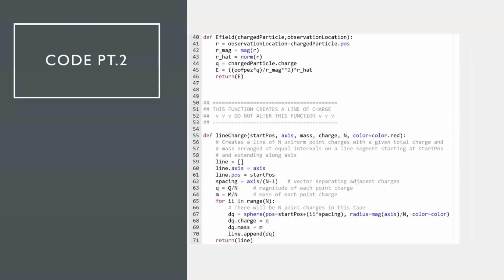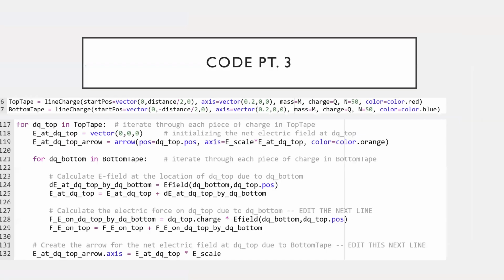Okay, so in this part, I defined my electric field function, and this is where the line of charge is defined. And here I created the top and bottom tape objects, and this also shows the nested for loops, which demonstrate superposition.